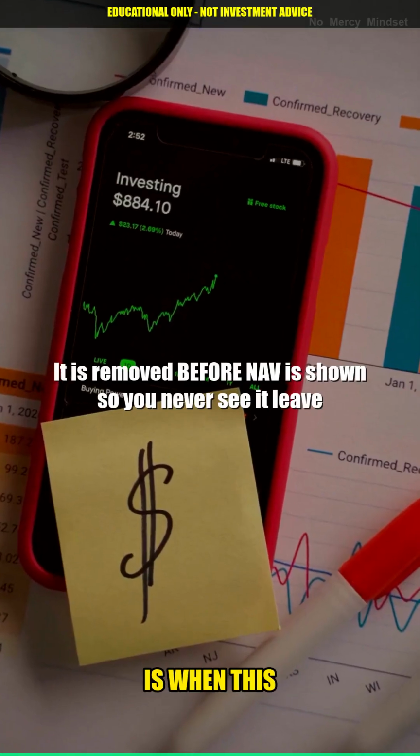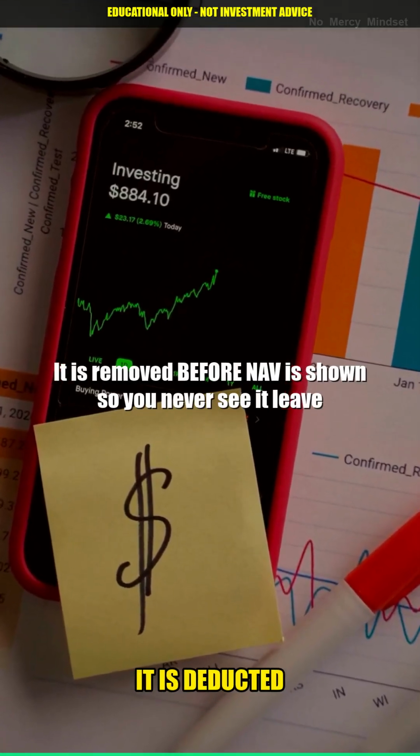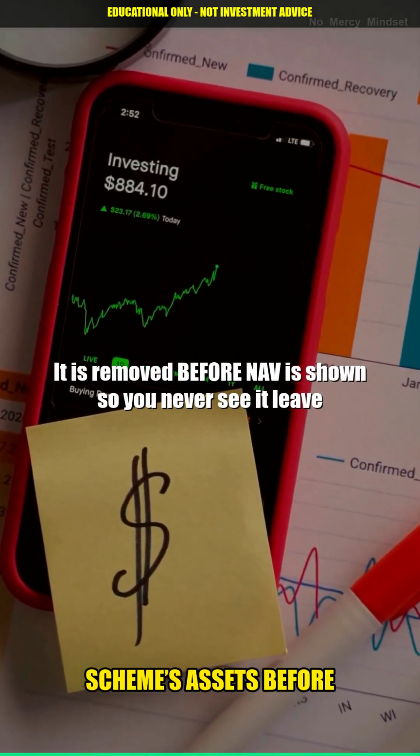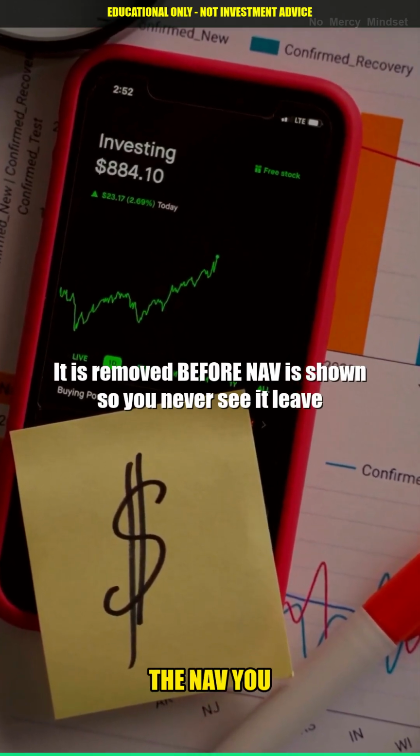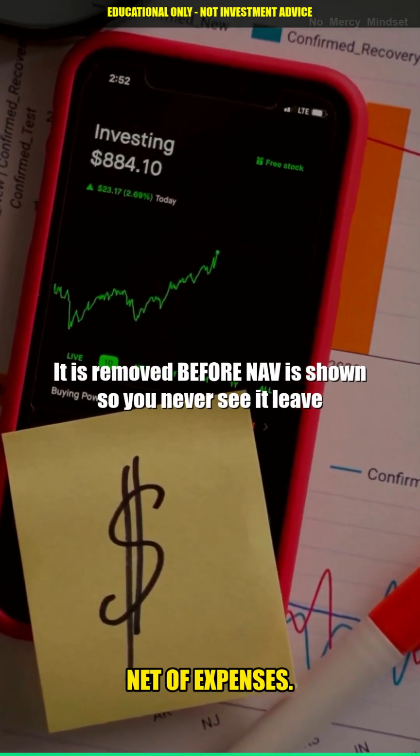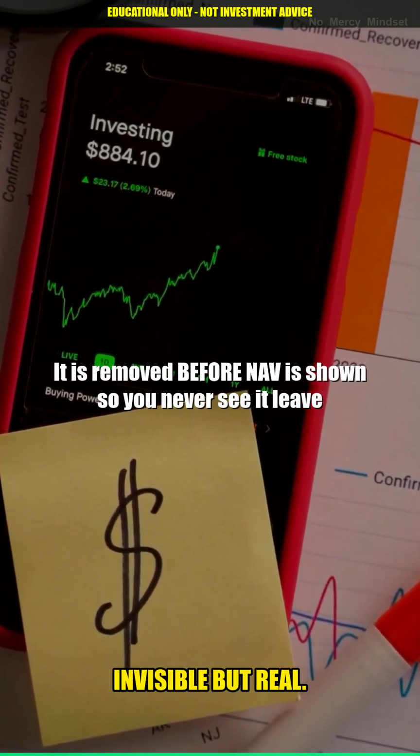The crucial detail is when this fee is charged. It is deducted daily from the scheme's assets before the NAV is calculated. So you never see a line item deduction. The NAV you see is already net of expenses. The fee is invisible but real.